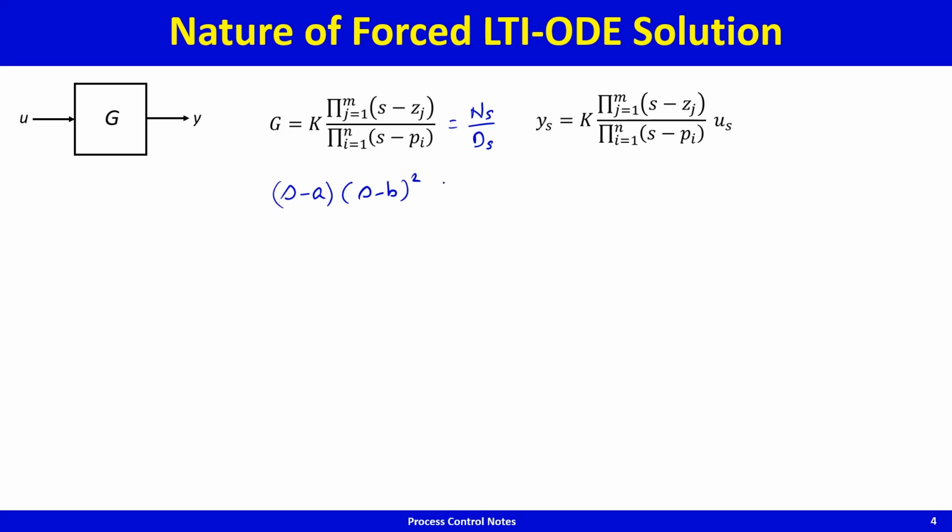And you could also have, for example, s minus sigma minus j omega times s minus sigma plus j omega. These complex roots will always occur in conjugate pairs, always in pairs, always in conjugate pairs.